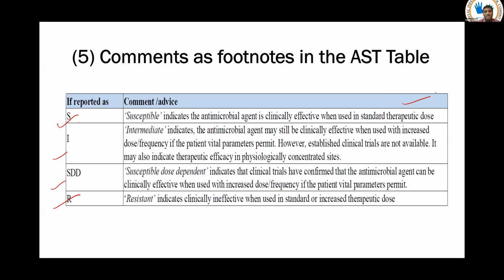One thing I would like to add: for SDD, it is better to report the dose comment also. Like if you are reporting cefepime, suppose, as a drug of choice for Enterobacterales, that is important. That SDD comment is coming up in my future slides. So this is the footnote in the AST table.